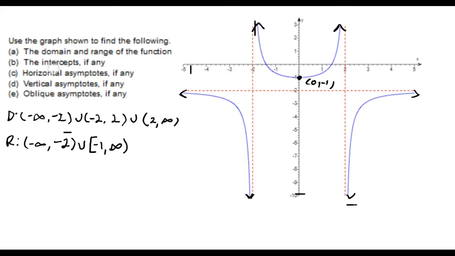The next thing I want to find are any intercepts. So we have x-intercepts and y-intercepts. X-intercepts are where the graph crosses or touches the x-axis. I'm going to highlight the x-axis. And I notice that my graph crosses the x-axis in two places. And let me see if I can estimate those values.